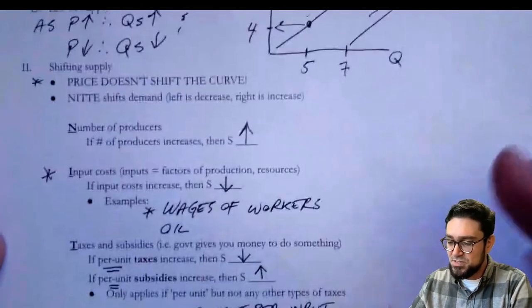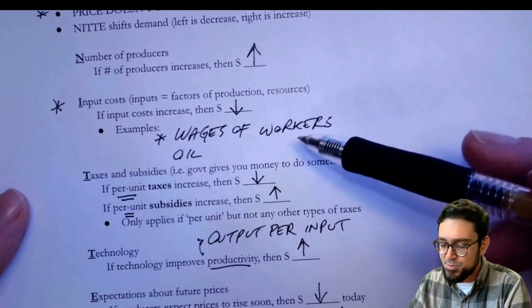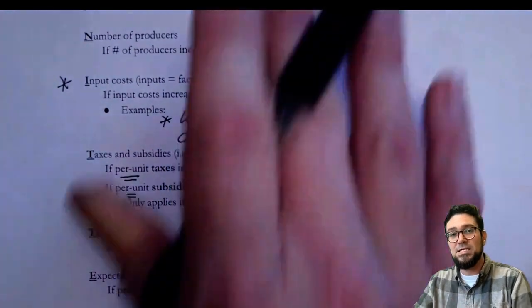So we have 5 shifters of supply. Number of producers; input costs, which is by far the most important; wages, which is the one that trips people up; taxes and subsidies, where we learned about those 2 different words; and technology and expectations also as shifters.